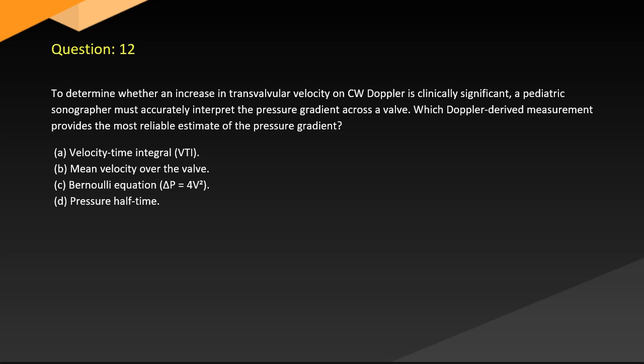Question 12. To determine whether an increase in transvalvular velocity is clinically significant, a pediatric sonographer must accurately interpret the pressure gradient across a valve. Which Doppler-derived measurement provides the most reliable estimate of the pressure gradient? A. Velocity time integral, VTI. B. Mean velocity over the valve. C. Bernoulli equation, delta P equals 4V squared. D. Pressure half-time.